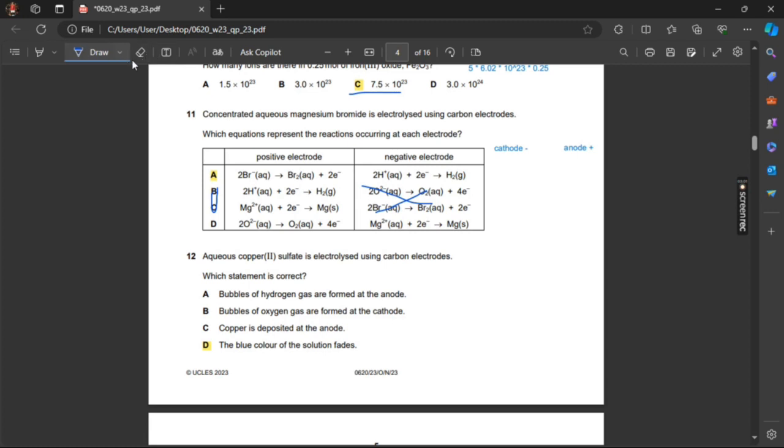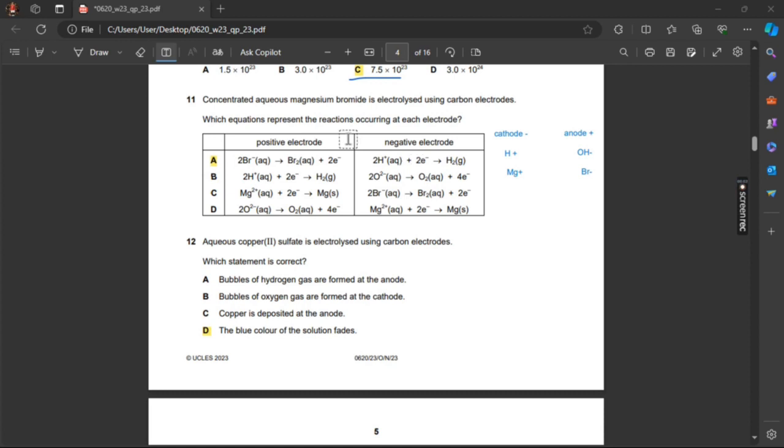And we have 2 ions for cathode. They are OH minus and bromine minus. And we have, oh, I'm sorry.